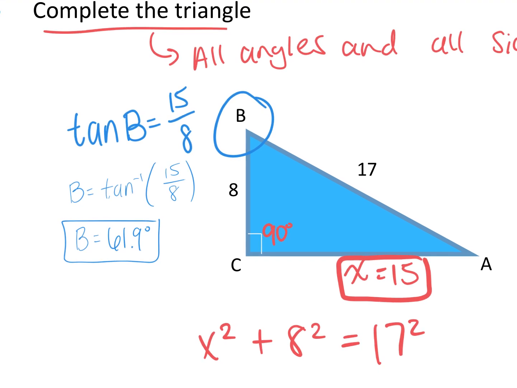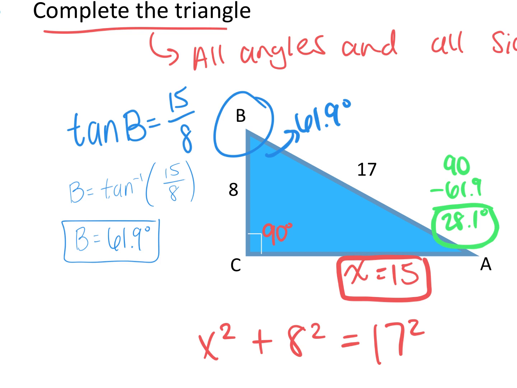Now let's not overcomplicate things. How do you find A the easiest way possible? Add them and subtract it from 180, right? Or just subtract 61.9 from 90, because you already know one of the angles is 90. So let's do 90 minus 61.9. Use your calculator. I got 28.1. So that's my final angle.